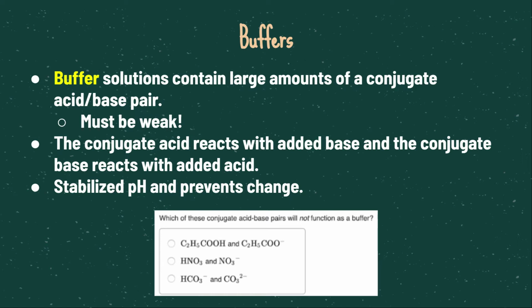So if I look at the bottom here, which of these conjugate acid-base pairs will not function as a buffer? Well, the first one will, because it is a conjugate acid-base pair and it is weak. Same with the bottom one. It is a conjugate acid-base pair and it is also weak. But if I look at the middle one, HNO3 and NO3 minus, while they are a conjugate acid-base pair, it is a strong acid. And remember that strong acids cannot behave as buffers.